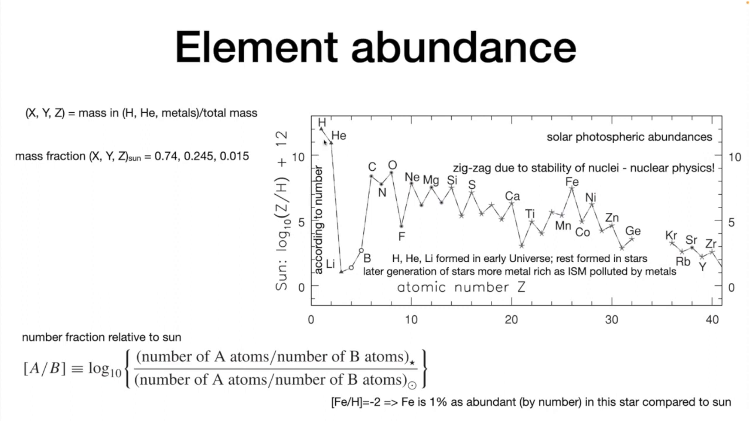Okay, and you see this is the mass abundance in the sun, and you see there are patterns here. Stable nuclei are more abundant, less stable nuclei are less abundant. So there's a lot of nuclear physics which determines why some elements are more abundant.